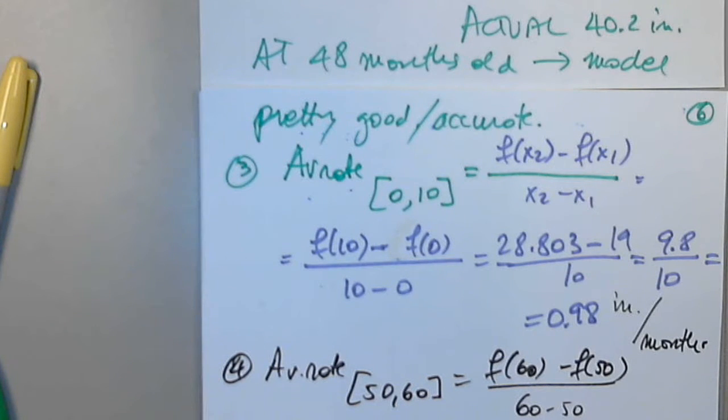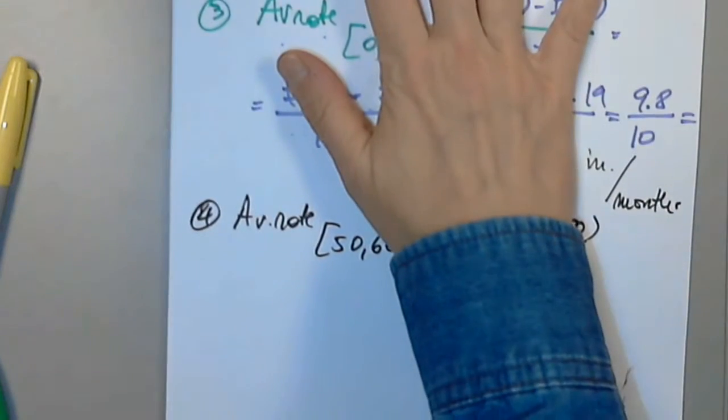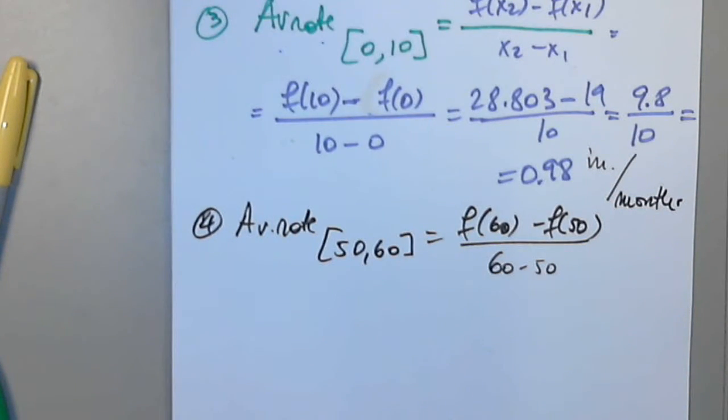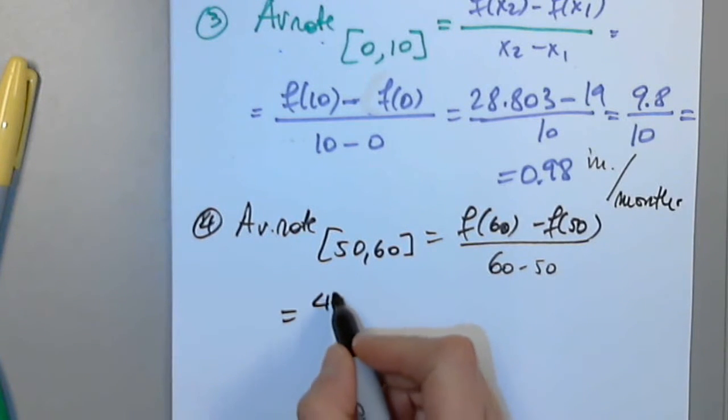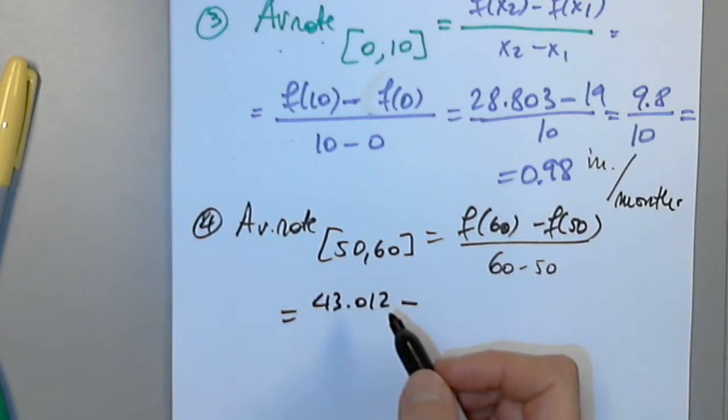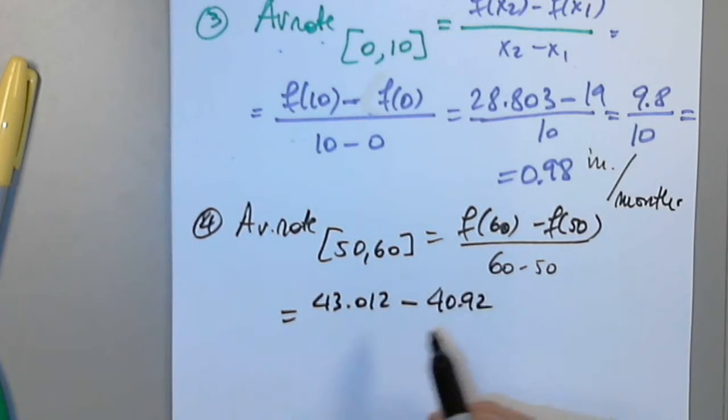Do we grow faster between 0 months and 10 months, or between the age of 10 and 11? Definitely between birth and 10 months. Right. So I expect that this is smaller than that, roughly. I was just speaking mathematically. Mathematically, okay. Good. So I go back to my chart. I plug in 50 and 60. So I get 43.012 minus 40.92 divided by 10.